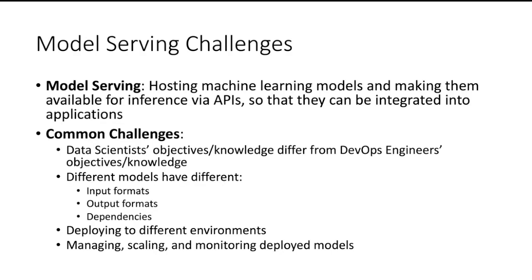So, model serving can be broadly defined as hosting machine learning models that you've developed and making them available for inference via APIs. The goal of this is to allow them to be integrated easily into different applications so that you can actually start making use of them. Turns out this can be quite difficult for a variety of reasons. First, data scientists, who are typically the ones developing the models, their objectives and their skill set typically differ from DevOps engineers who are great at running production systems. And so there's a bit of a gap there.